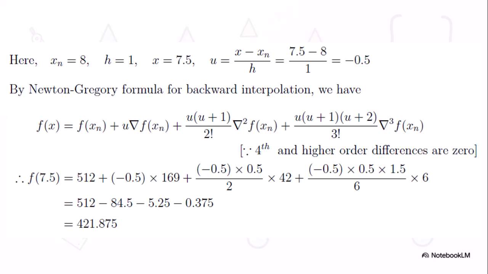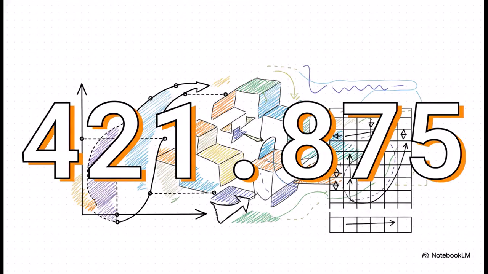We plug every single one of those pieces into the big formula. We start with 512. The first correction uses our u value and that first difference, 169. The second correction uses u again and the next difference, 42, and so on. See, that abstract formula has just become a straightforward calculation. And when you run the numbers, you get this, 421.875. Now in this case, because our original data came from a perfect cubic function, our interpolation gives us the exact answer. But what happens in the real world?